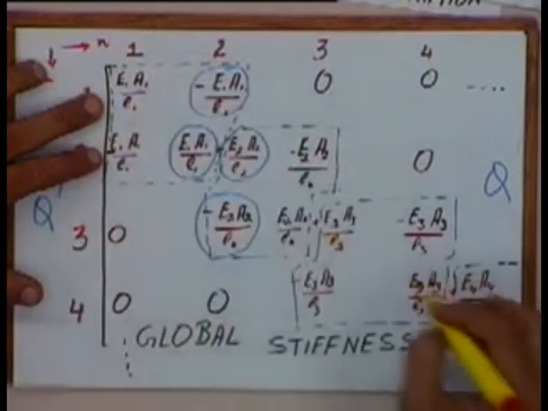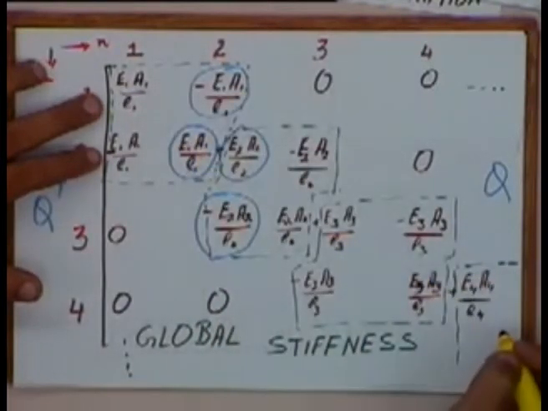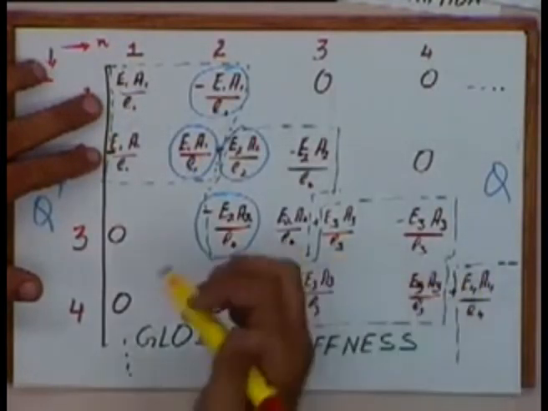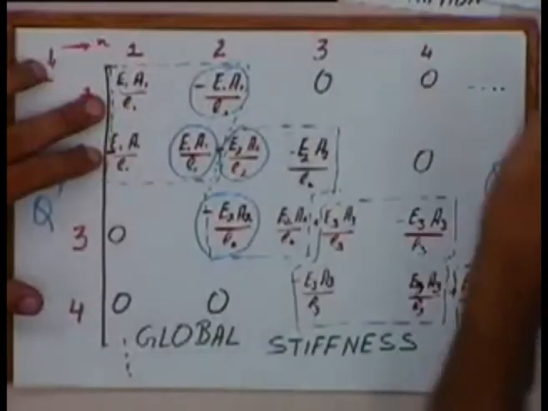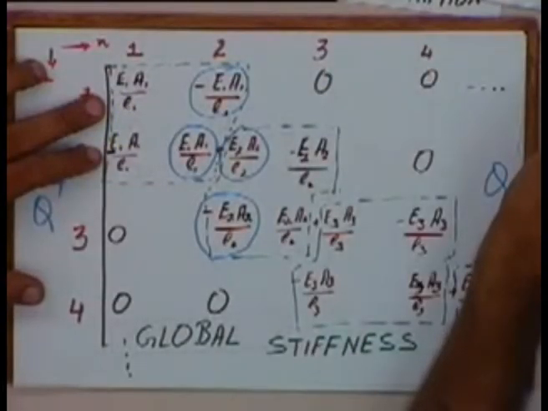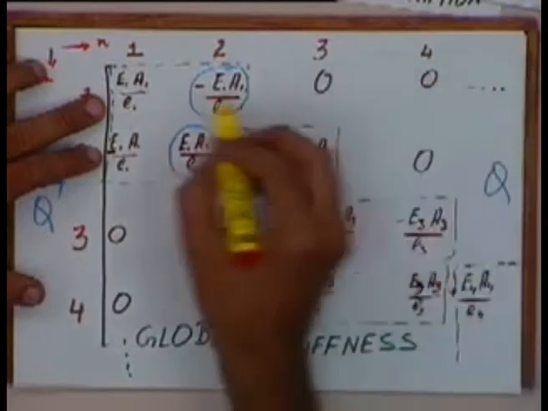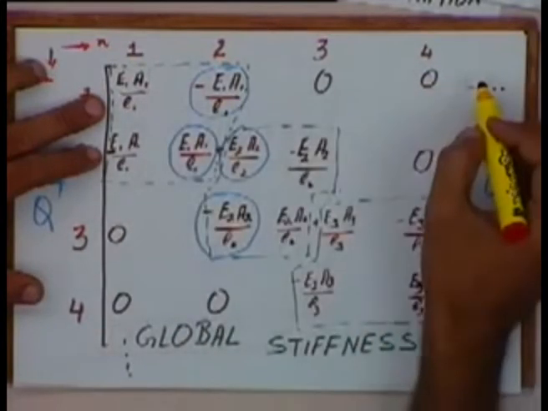This matrix will then become non-banded, but it will still be symmetric. But this will become a sparse matrix. There will be a term here and a term in the 10th row, in the 10th column, but all the terms in between will be 0.